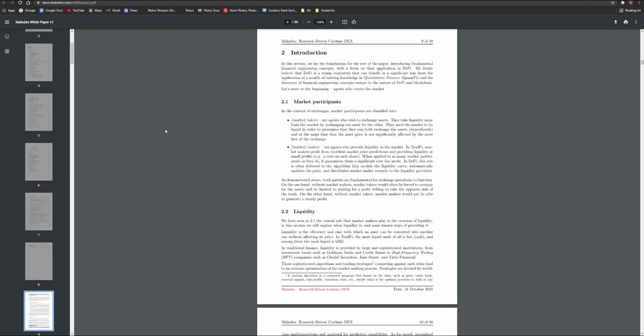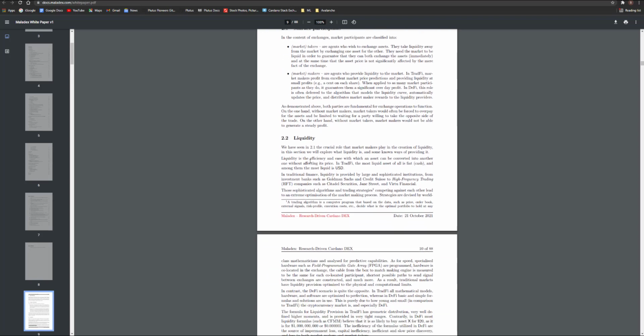So in this first part of the paper, Maladex are explaining key terms. Market takers are people like you and I that interact with the DEX in order to exchange assets, and market makers are potentially also people like you and I, or it could be people like liquid finance, people that provide the liquidity into a DEX so that you can make those exchanges.